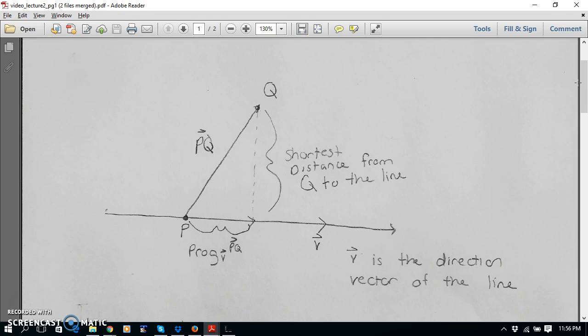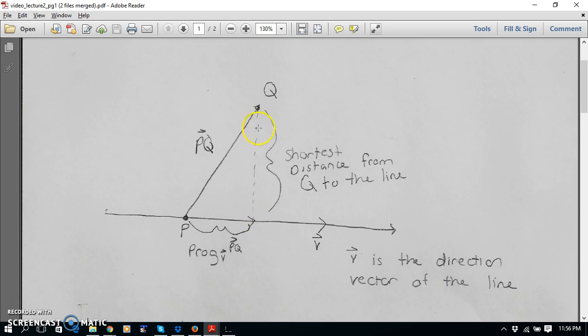And we can use this visually to give us the formula that we need. Again, we're going to do a projection. So here's PQ, and we're going to project that onto V to give us our projection of PQ onto V. And so then right here, the shortest distance from Q to the line is represented by the space between right here. And to find this component, we can actually do vector subtraction.